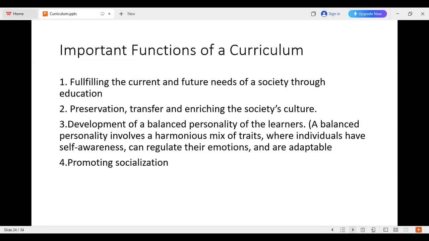Then number 4, promoting socialization. I think you will be learning, there is another subject, sociology in education. In order to live in the society, a child should undergo the socialization process. First, a child is socialized by their family.